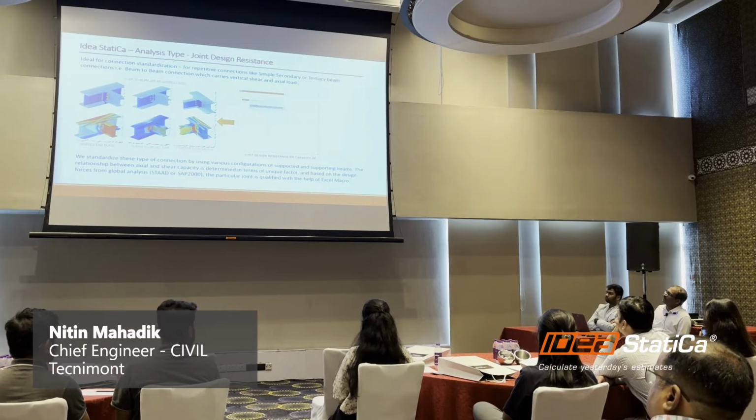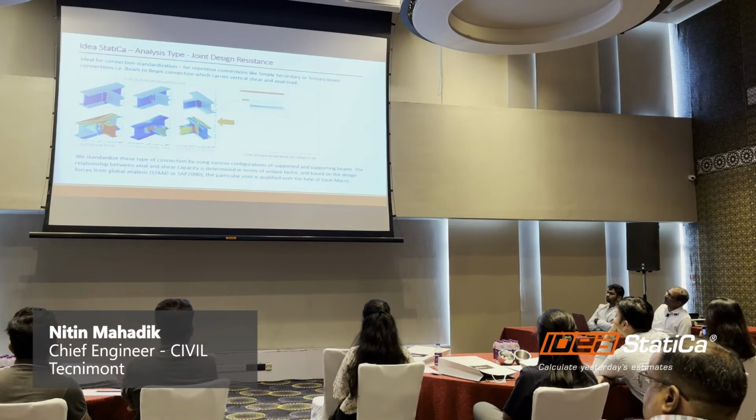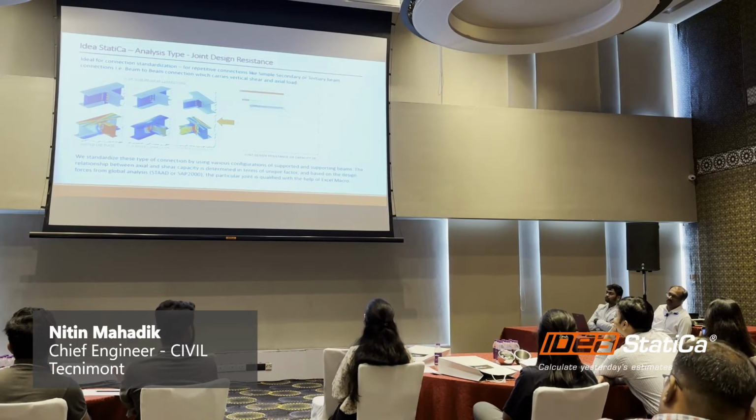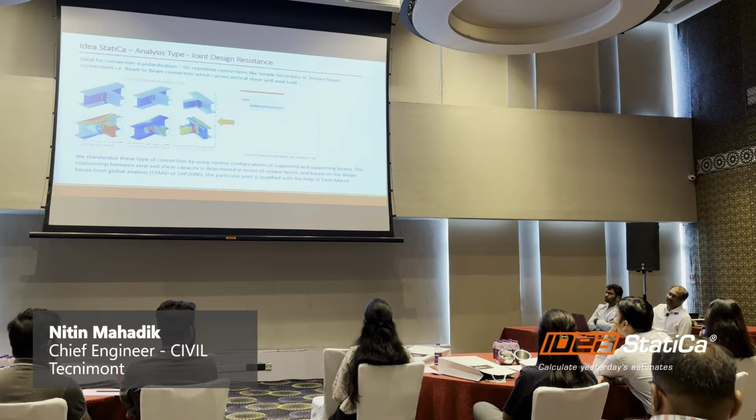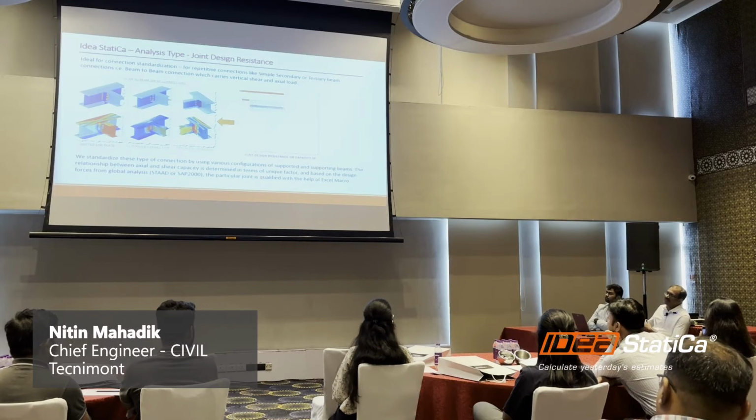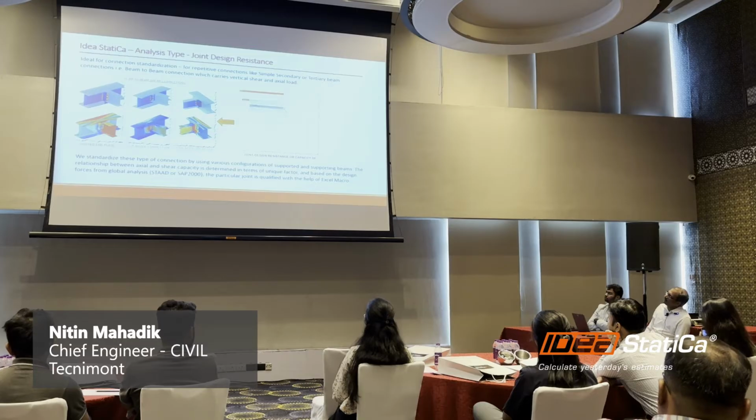So you can find out the capacities of that particular connection. Just to give you an example, there is a shear connection. You can see different types of shear connection, and a shear connection carries shear and axial forces. So the relation is established that for a particular shear force, what is the axial capacity, and that particular factor we establish and apply rather than designing the connection again and again. So that is the benefit you can draw from this joint design resistance. This is one helpful tip.